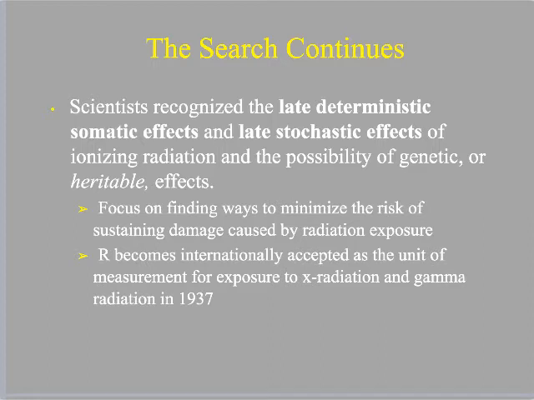And they also start to suspect the possibility of genetic effects of radiation exposure, and this largely came out of experiments that were done on fruit flies, right? And without getting into all the weeds of all that, the scientists start to gradually pivot towards focusing on finding ways to minimize risk of sustaining damage caused by radiation exposure. So now is when we start to see things like collimators come onto the market, right? Tube housing, right? Ways to limit exposure from shielding. And the Rankine becomes internationally accepted as the unit of measure for exposure.